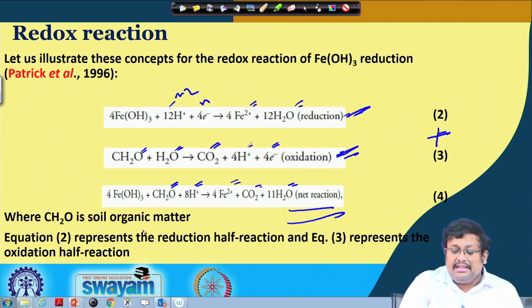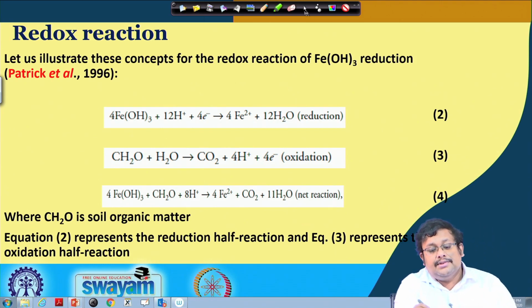Here you can see one thing, here the Fe(OH)3 is getting reduced to Fe2+, whereas this organic matter is getting oxidized to carbon dioxide. So, it also supports our previous slide that the reductant will be oxidized and the oxidant will be reduced. So, equation 2 basically represents the reduction half reaction, and equation 3, we have already talked about, is the oxidation half reaction.